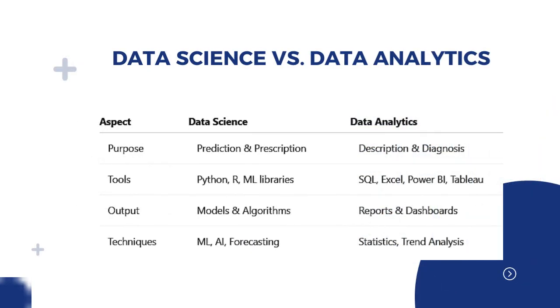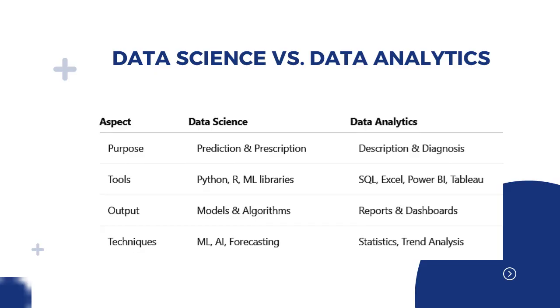Data science versus data analytics. Although the terms data science and data analytics are often used interchangeably, they serve distinct purposes and operate on different parts of the data value chain. Data science is a broader field focused on building models and algorithms to predict outcomes and automate decisions. It's exploratory, experimental, and often deals with future scenarios. Data analytics, on the other hand, focuses on interpreting existing data to find actionable insights.